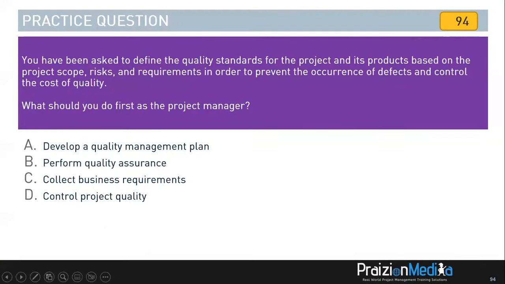Next question. You have been asked to define the quality standards for the project and its products based on the project scope, risks, and requirements in order to prevent the occurrence of defects and control the cost of quality. What should you do first as the project manager? Okay. Hit the pause button if you need more time.